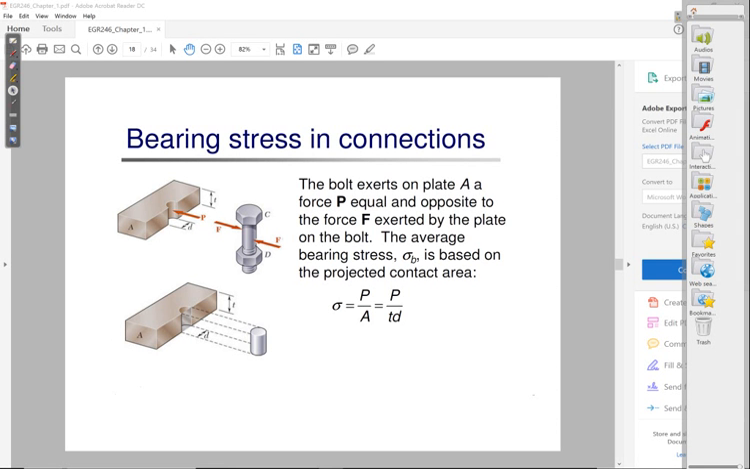if you have a screw, a bolt, or whatever that sits in a hole, and that screw is being pushed or pulled against that hole, let me see if I could explain this a little better here.